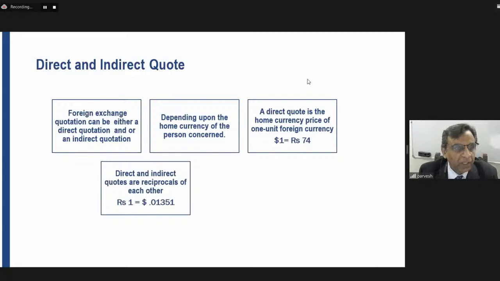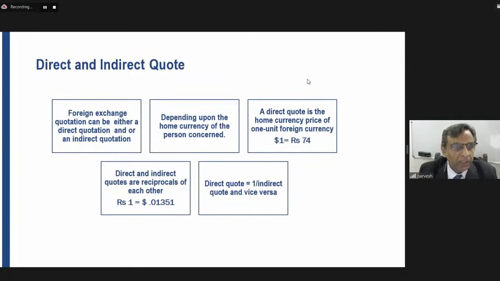So since we are learning direct and indirect quotes, the first quote, $1 is 74, is a direct quote, and 1 rupee is equal to so many dollars is an indirect quote with respect to India. Okay. So the formula is basically: the direct quote is equal to 1 divided by the indirect quote.